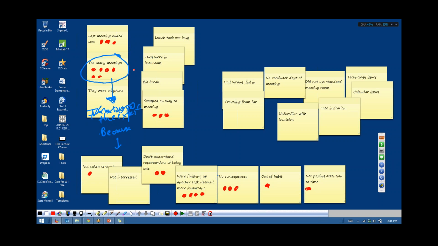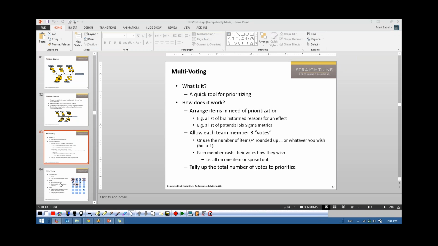There are other branches to this too. Why do I have too many meetings? Because I get invited to too many. Why do I get invited to too many? Because we invite way too many people in the first place. It's just our culture to invite everybody. So there's lots of different things that you can do to get to the root cause. One of those tools is the why analysis.